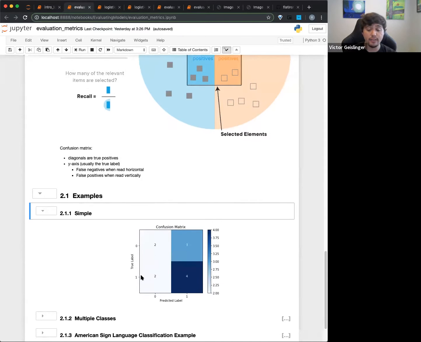And then on the off-diagonal right here, we can see our predicted label is saying it's going to be 0, but it was actually 1. So this would be a false negative. We thought it was negative 0, not 1. Similar thing right here. We labeled it to be 1, meaning positive, but in fact it was 0, negative. So these would be false positives. We marked it as positive even though it was in fact negative.